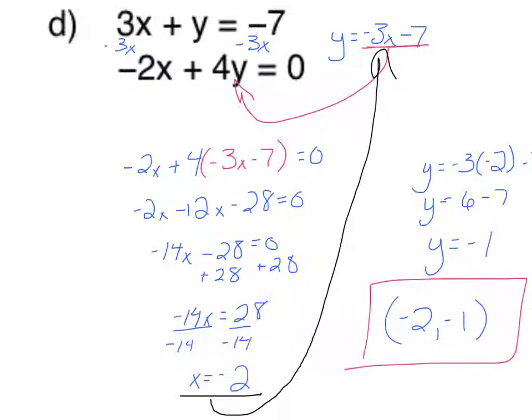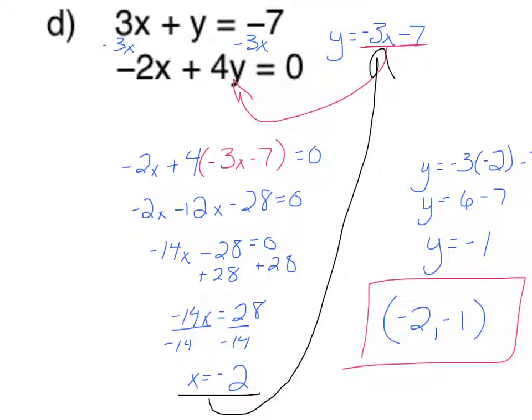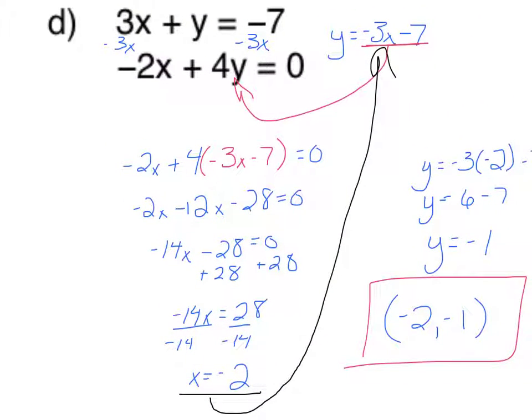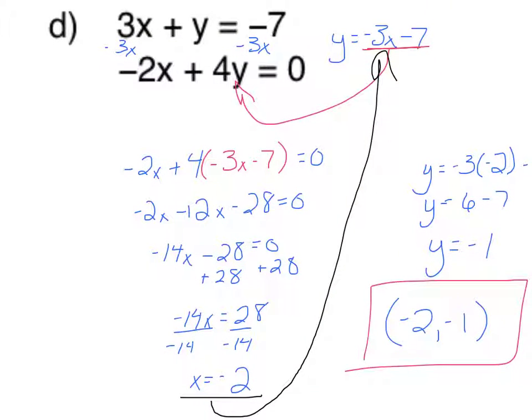Last one here. Again, it should be pretty straightforward. The only one that you're going to want to isolate here is the y variable that's on top. The others would be a little more challenging to isolate. So I'm going to subtract my 3x over, and here's my new equation. I take this equation right here and plug it in for the y, and then I copy down my new formula right here. So it's negative 2x plus 4 times negative 3x minus 7 equals 0.